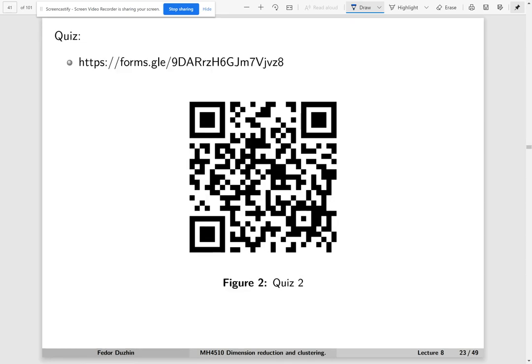So you need to normalize the variables. Okay, so this is the end of part 2 of the lecture.